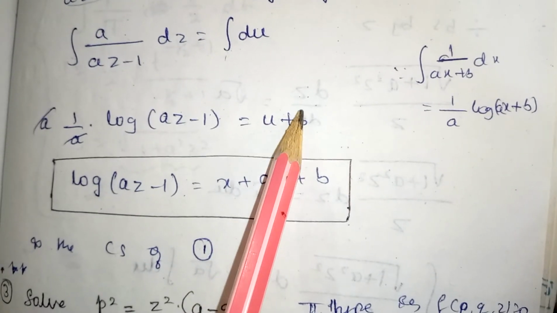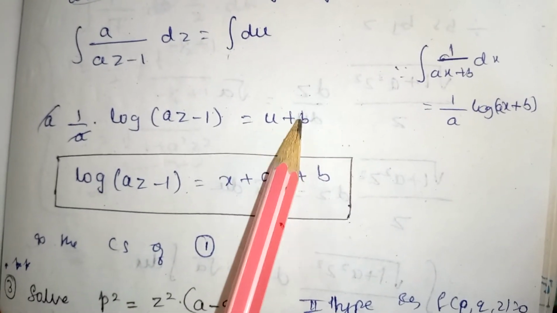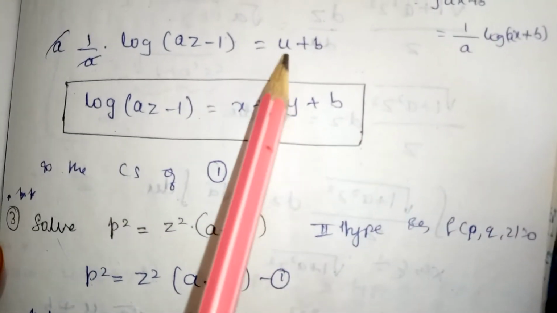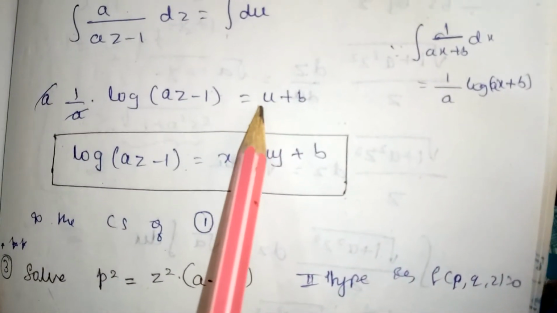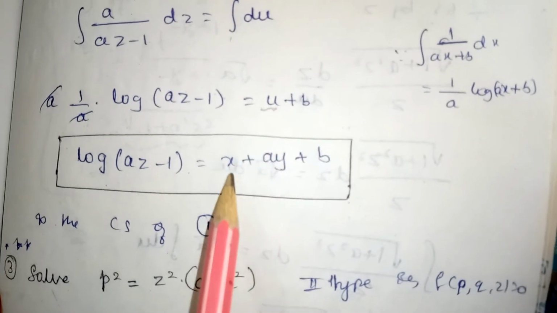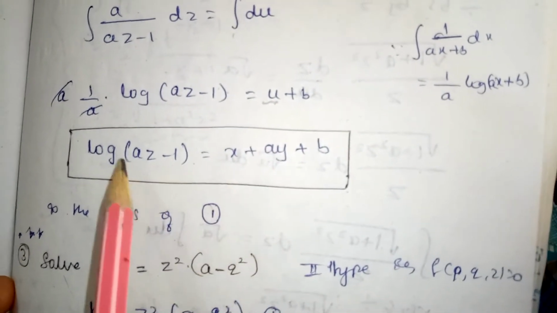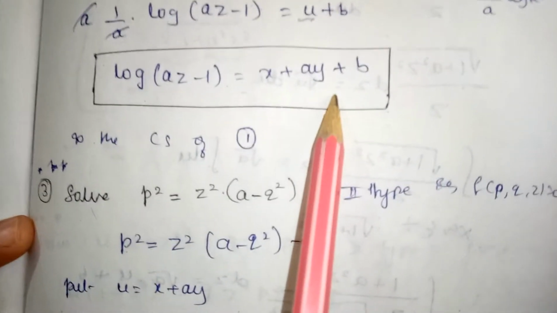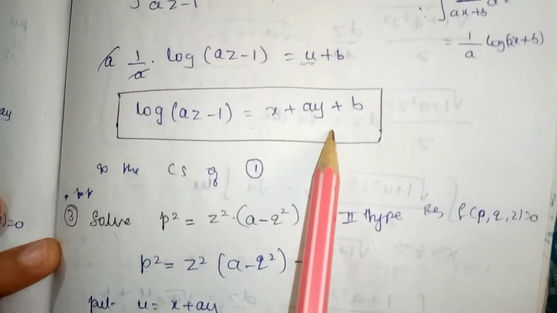Add the constant. Here I add the constant b, u plus b. That is, log of az minus 1 is equal to a into u plus b. Last step, you have to substitute the value of u is equal to x plus ay. That is, log of az minus 1 is equal to a into x plus ay plus b. This is the complete solution of the given equation.